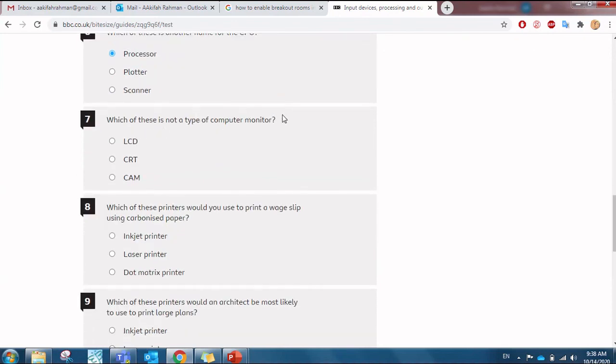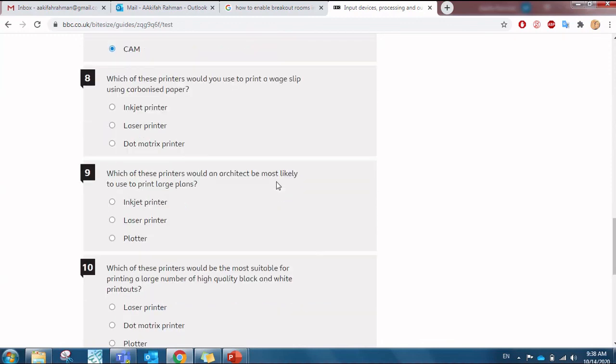Which of these is not a type of computer monitor? We already saw LCD and CRT are monitors, so this one. Which of these printers would you use to print a wage slip? Wage means salary slip using carbon paper. We saw today the only printer among the 5 printers which can do carbon copies is a dot matrix printer.